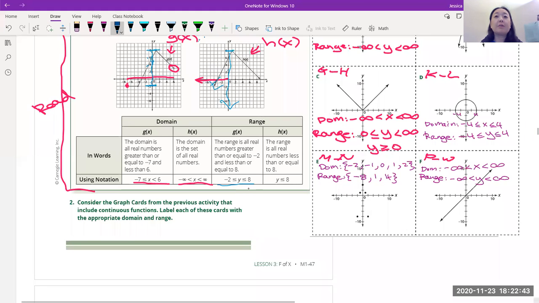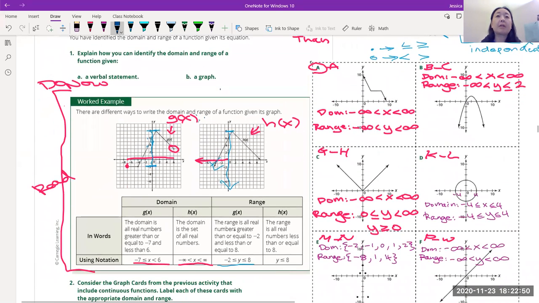Hi, everyone. So we are on page 47 in the book. We're on lesson 3, f of x. And if you look right here, this was the do now. You're just going to read this part. And there were two ways to do the domain and the range, right? One was with just using the words and one was with using the notation. And with notation, there are several different ways to do it.